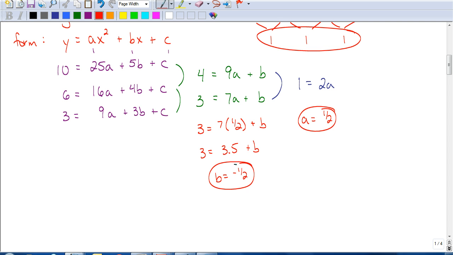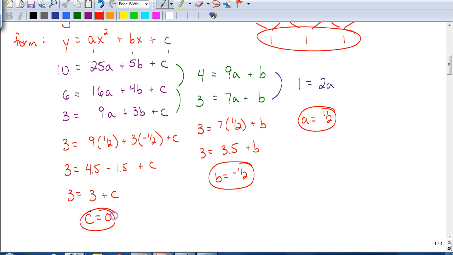So now I know what a and b are, so now I can use those 2 values to figure out what c is by plugging a and b into any one of these 3 equations. Since I have the choice, I'm going to use the smaller one, the last one. So again, a is 1/2 plus 3 times b, which is negative 1/2, plus c. Half of 9 is 4.5, and negative 1/2 of 3 is negative 1.5. Now I'm going to solve this for c. I can simplify these. 4.5 minus 1.5 is 3. And if I subtract 3 from both sides, I get c is going to be 0.